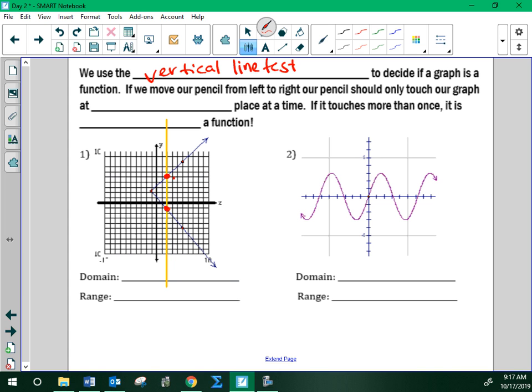So let's fill in the blanks. If we move our pencil from left to right, our pencil should only touch our graph at one place at a time. If it touches more than once, it is not a function. So this is not a function.